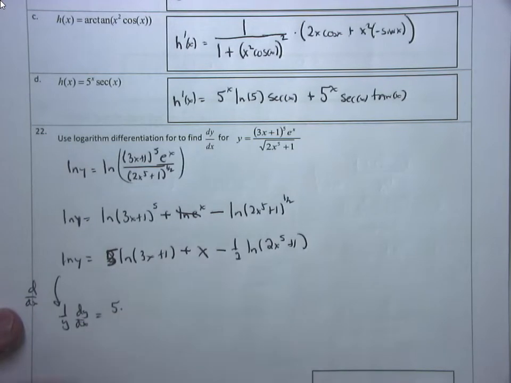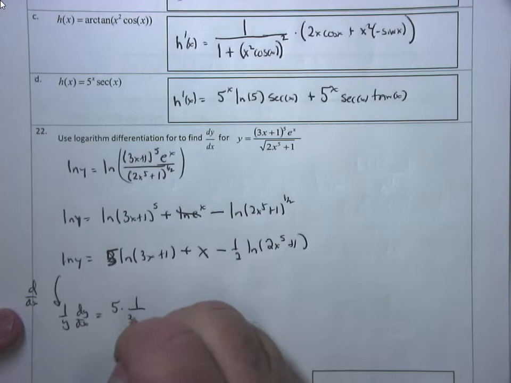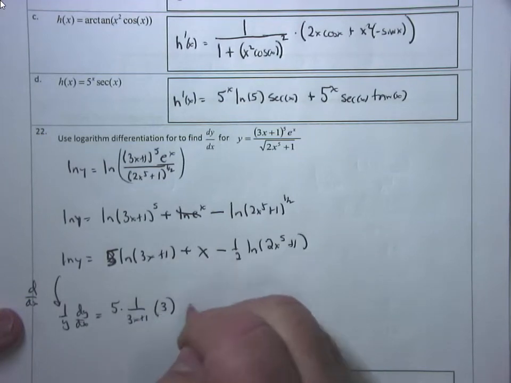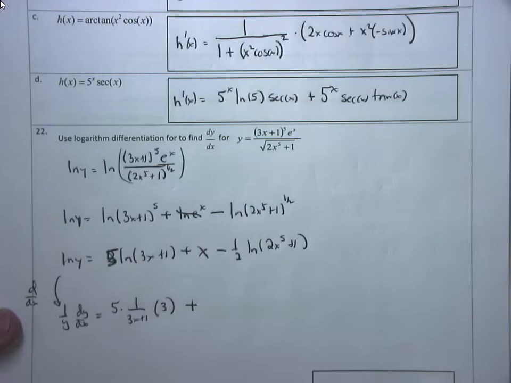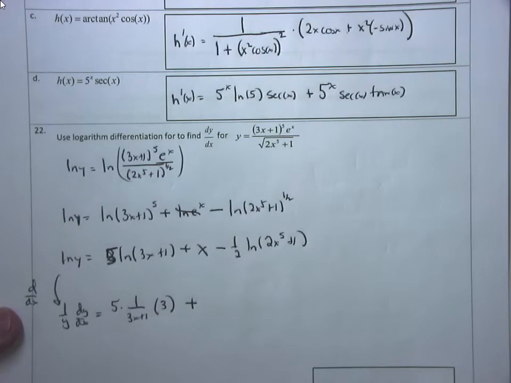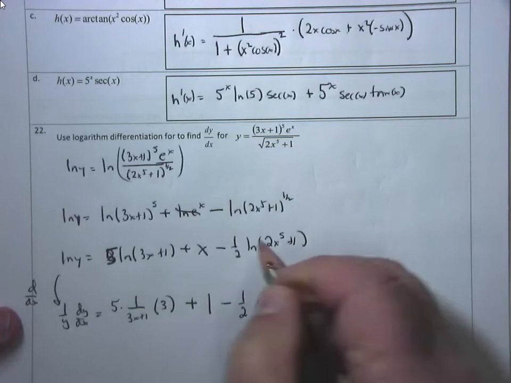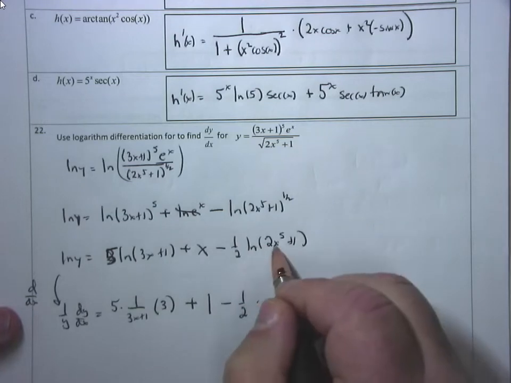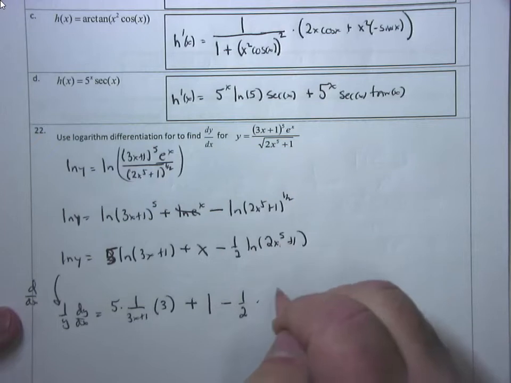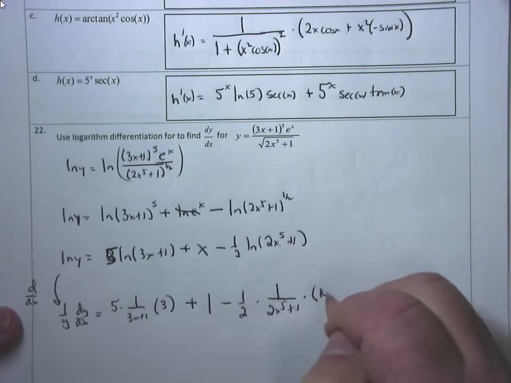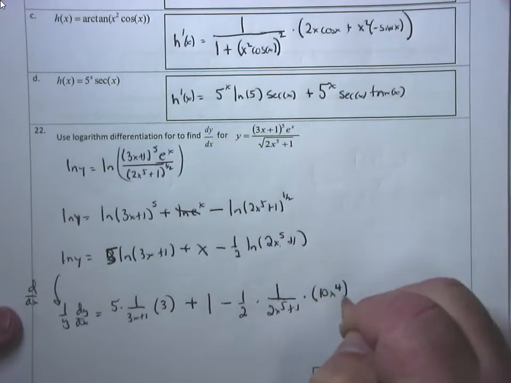Derivative natural log of a function is 1 over the function, 1 over 3x plus 1, times derivative of the inside, derivative of 3x plus 1 is 3, plus, what's derivative of x with respect to x? That's trivial. What is that? 1 minus 1/2 is a constant times the derivative of the natural log of 2x to the 5th plus 1 is going to be 1 over 2x to the 5th plus 1 times derivative of the inside, which is 10x to the, don't forget the power, 4, right?